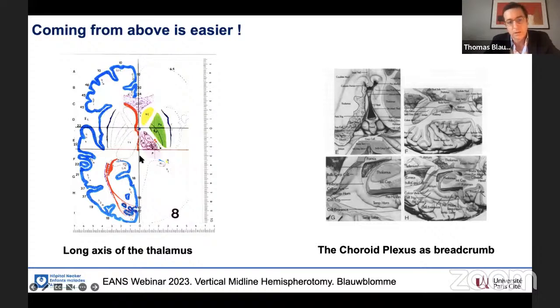So coming from lateral, you will have the large axis in front of you, whereas if you come from above, it will be easier because you can follow a breadcrumb, which is the choroid plexus. The choroid fissure is delimited laterally to the thalamus, meaning that everything that's lateral to the choroid plexus is lateral to the thalamus. So you can follow the choroid plexus to disrupt all the projection fibers, the thalamocortical fibers, in a way that is maybe easier in the vertical way than in the lateral way.